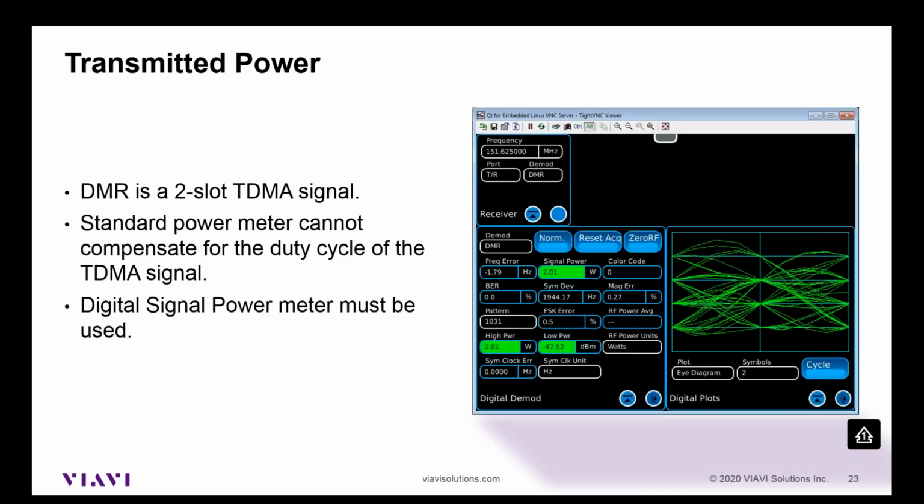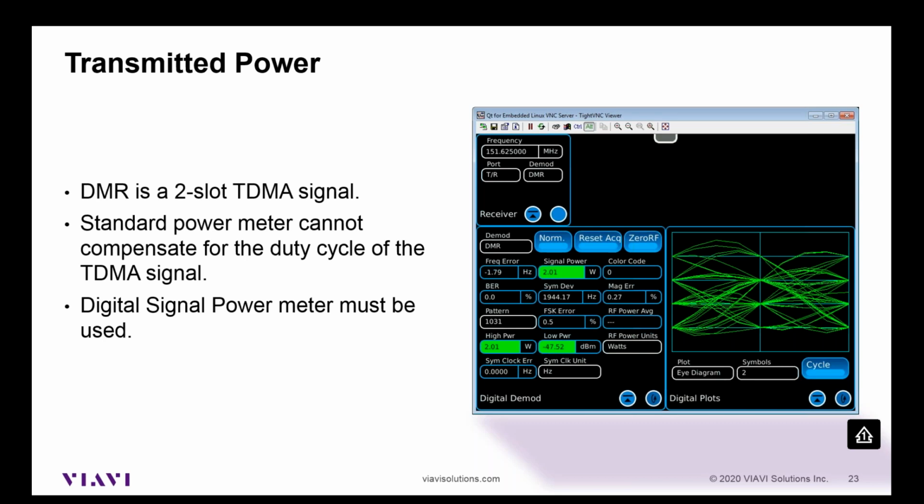So transmitted power is something we kind of take for granted as far as being able to measure it. Transmitted power seems like a simple thing. You key your radio up, you look at the power meter, and you get a number. With DMR, and like I said before, P25 Phase 2 is also a 2-slot TDMA architecture. With those types of signals, where the signal is present for one slot and not for the other, if you're using a standard power meter, you're not going to be able to necessarily compensate for that off time.